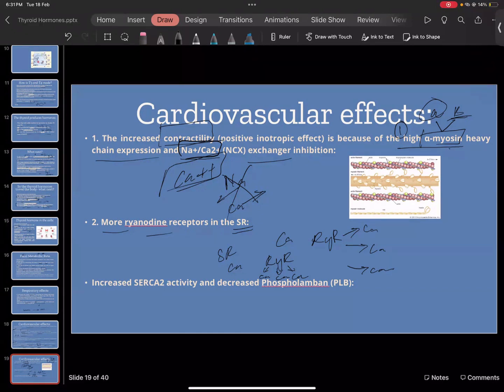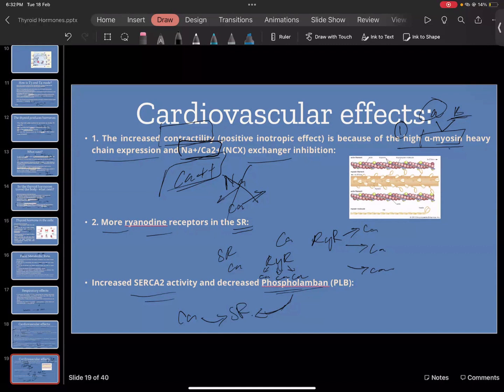Okay? And then we have increased SERCA activity and decreased phospholamban. First off, what I want you to know is that phospholamban goes and inhibits SERCA. That's basically what phospholamban does. Phospholamban is an inhibitor of SERCA. So if we have phospholamban, then we have less SERCA. So what does SERCA do on the other hand? SERCA enhances the uptake of calcium from the cell into the sarcoplasmic reticulum for storage.